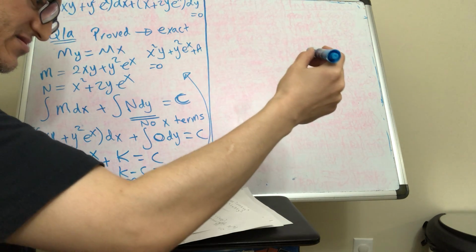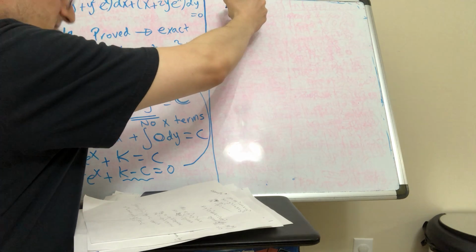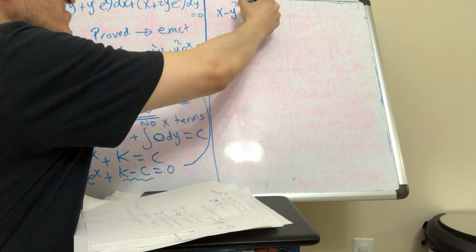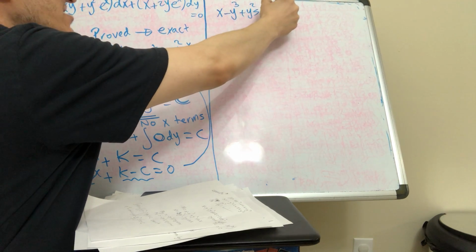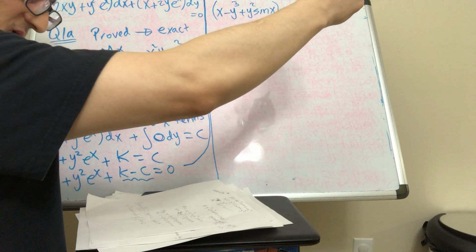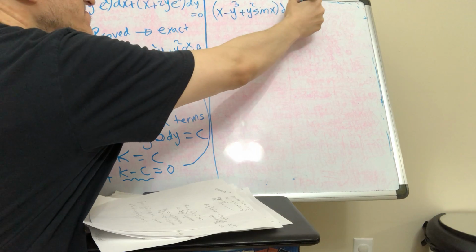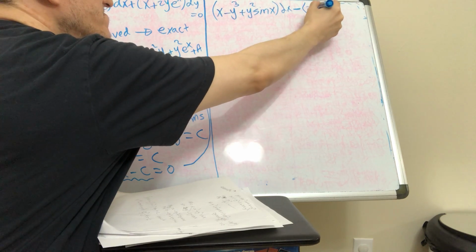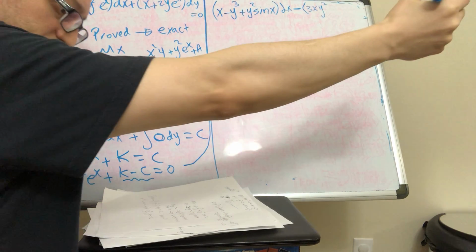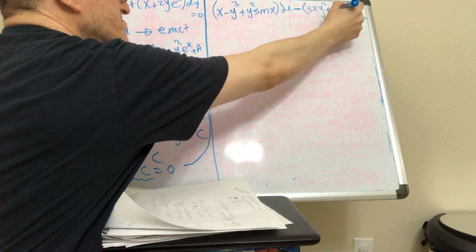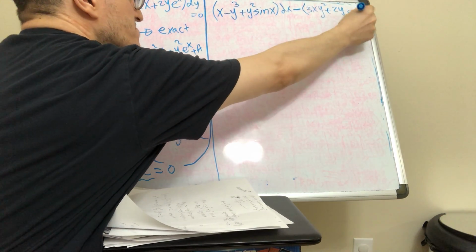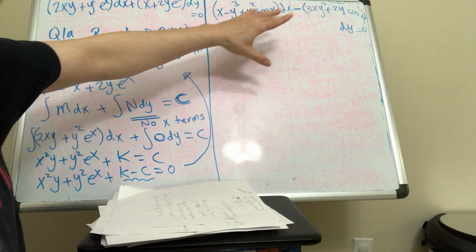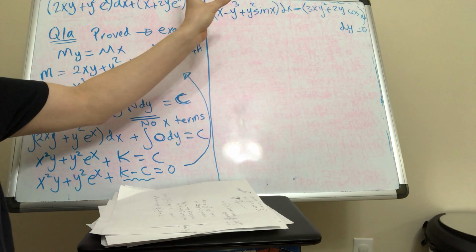We came to the point that it was looking like this. It was x minus y cubed plus y squared sine x. All of this with dx minus 3xy squared 2y cosine dy equals 0. And this is after we played with this and we brought it over.